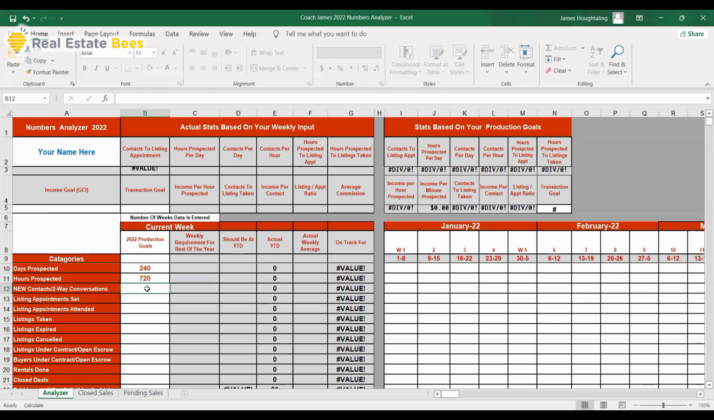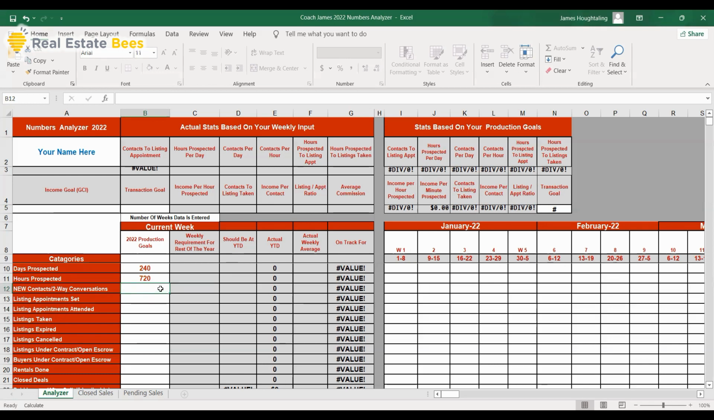Okay. Now, contacts. Notice I say two-way conversation. So this includes text conversations. It includes conversations in Messenger or Instagram or any other way that you're communicating. In addition, of course, to phone calls and door knocks. All right. So your yearly contact goal.